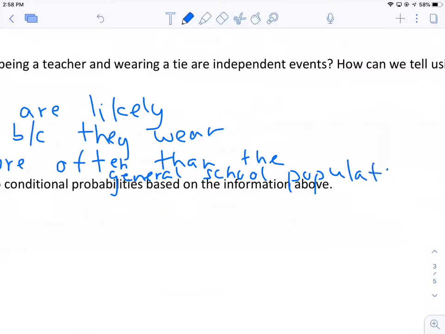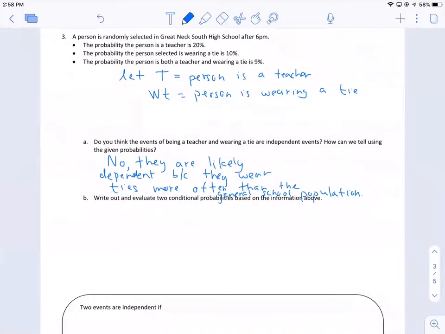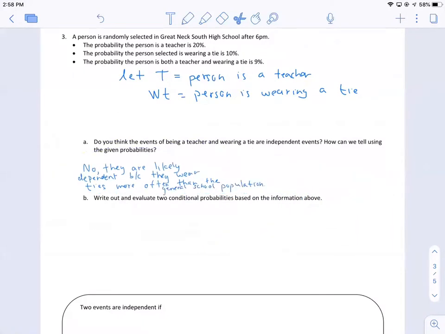So let's think, does one event affect the other? If the person is a teacher, doesn't that make it more likely that person wears a tie, right? So these events do have an effect on one another, so therefore they are not independent. They are dependent on each other.